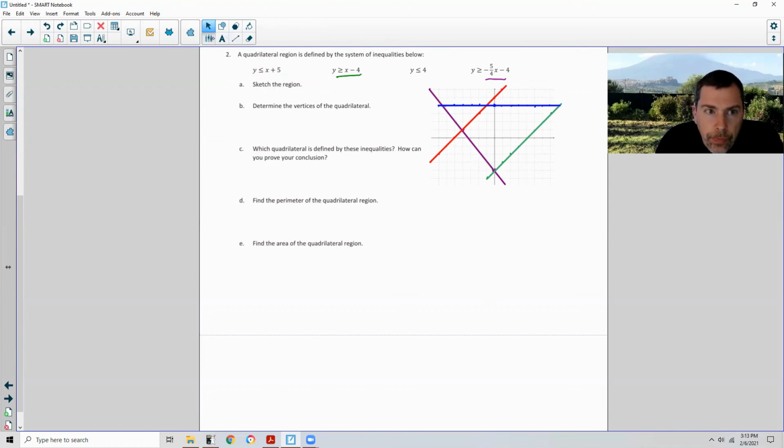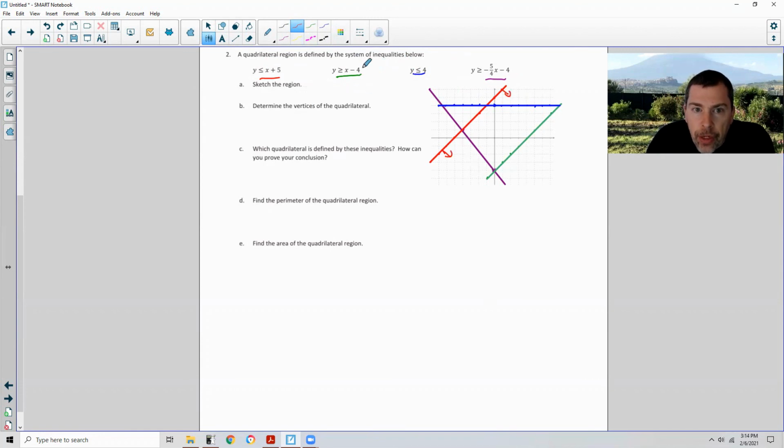So, what you need to know is, which one was blue? y equals 4. And I didn't color code the red one. That's this one. So y is less than means I'm going to shade below. So I want to go this way in shading. And the green one, it's greater than. So we want to shade above the green, like that. The blue one is less than, so we want to shade below the blue one. And the purple one is greater than, so we want to shade this way.